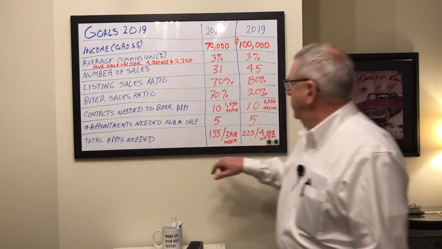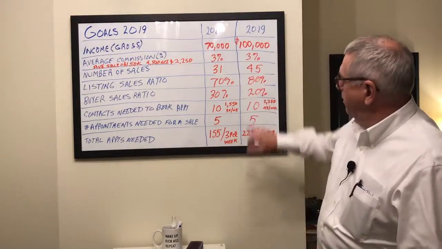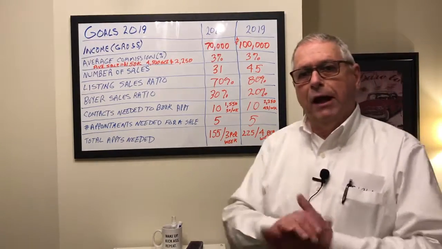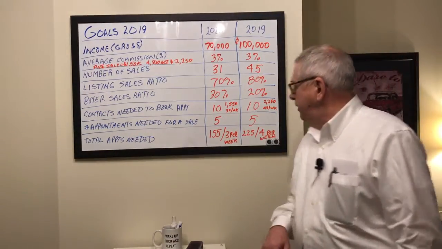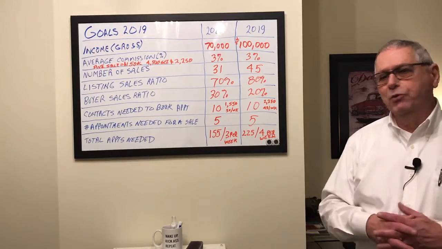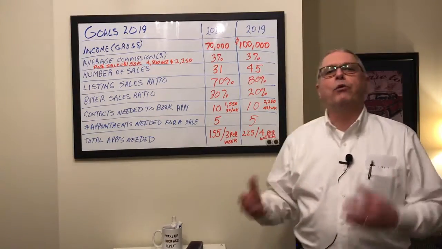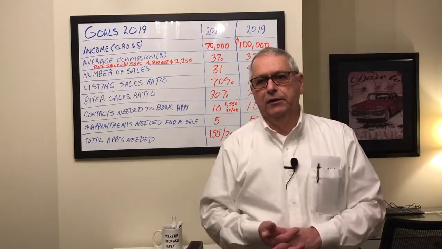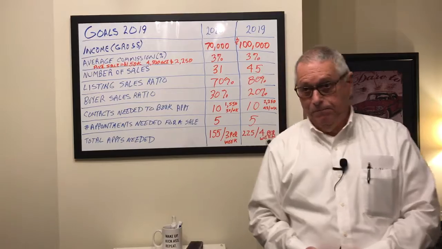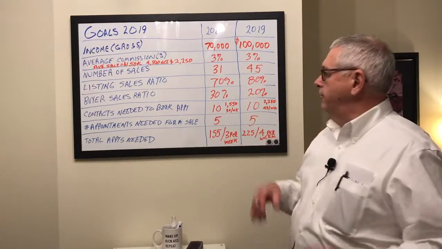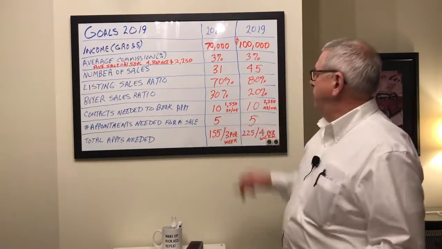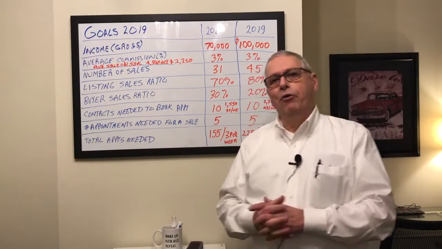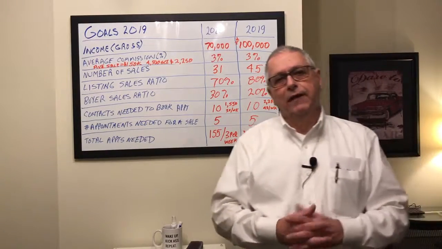Your total appointments needed last year, if we do the math here, would have been 155 appointments. Hopefully you kept track of that. If you divide that by 52 weeks, that boils down to 3 appointments a week. That's what got you to $70,000 in revenue last year. And that was 1,550 contacts, which is about 30 contacts a week that you needed to make in order to achieve that goal.